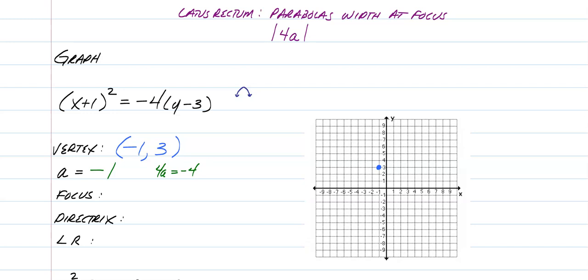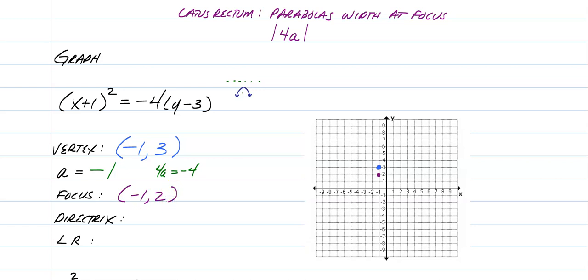Now, does the negative really matter? Not much. We know we're going to be opening down, so negative 1 would say that we're going down 1, and then a positive 1 would go up 1. But as I mentioned, if you just think that the focus always has to be inside the parabola, that's much easier to work with than a positive and a negative. So our focus is going to be 1 unit inside the parabola from the vertex. Since this is opening down, your focus is 1 unit down, which puts us at -1, 2.